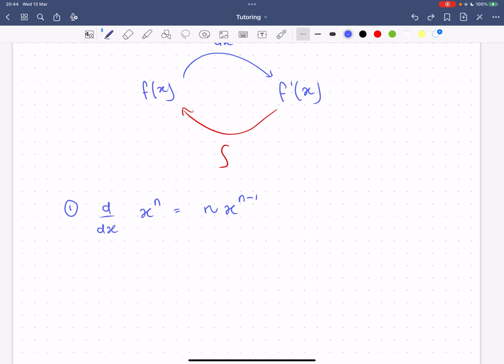Well, what we would have to do is get rid of this minus 1. So we're going to add 1 to the power. That gets us x to the n. But there's still an n there, and we need to divide by n to get rid of that n. So what we've done is the opposite of what we call the power rule. Instead of taking down the power and subtracting 1, we divide by the new power and add 1 to the power.